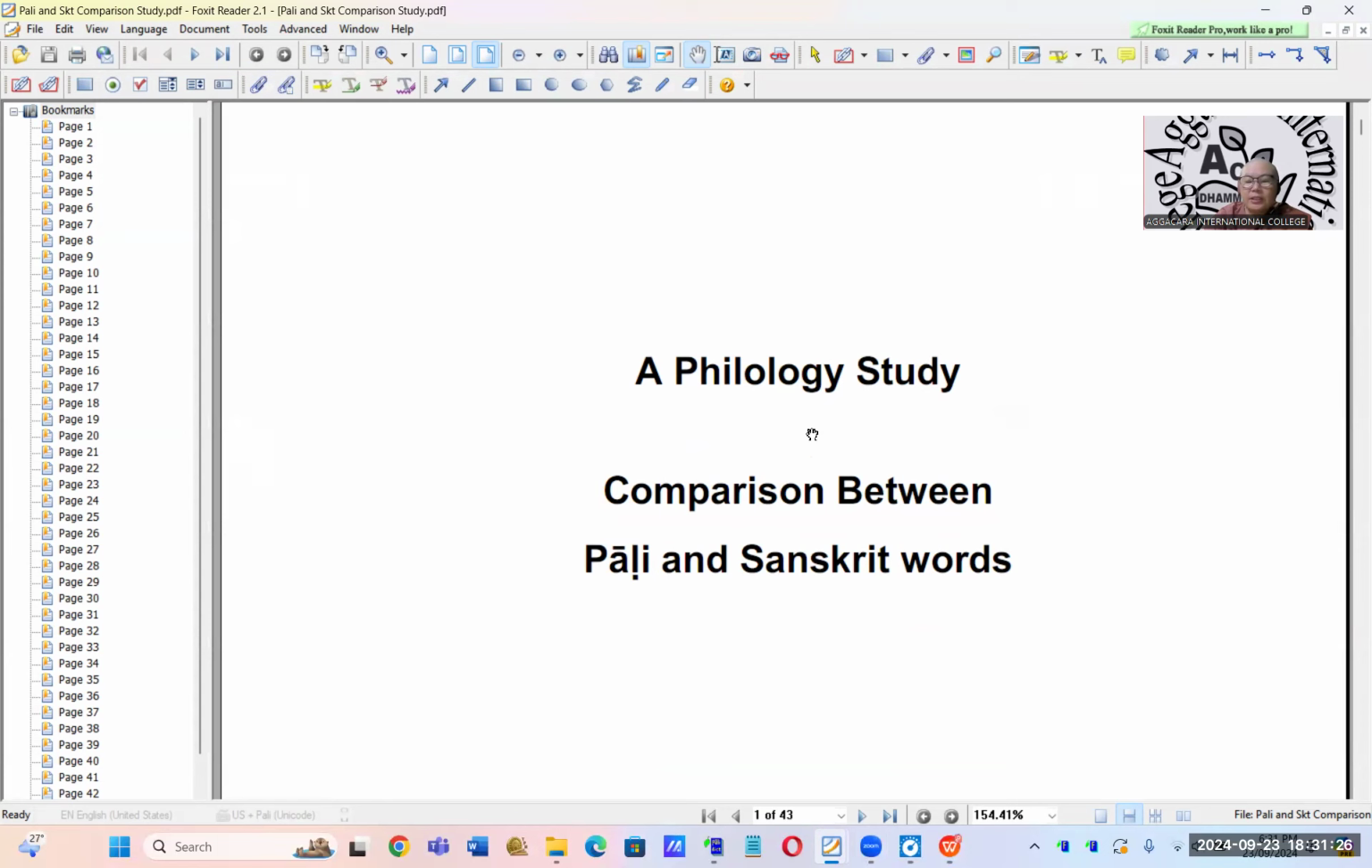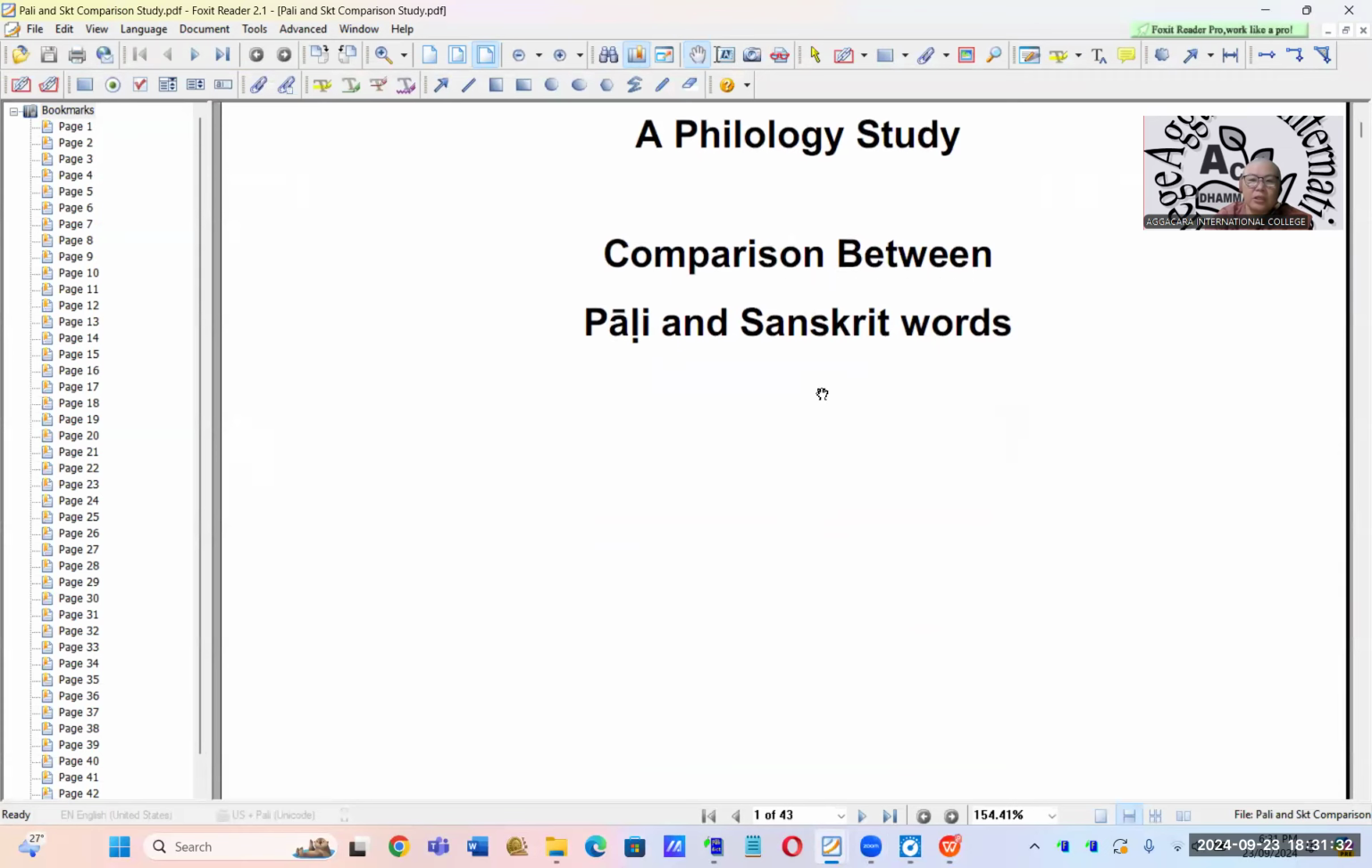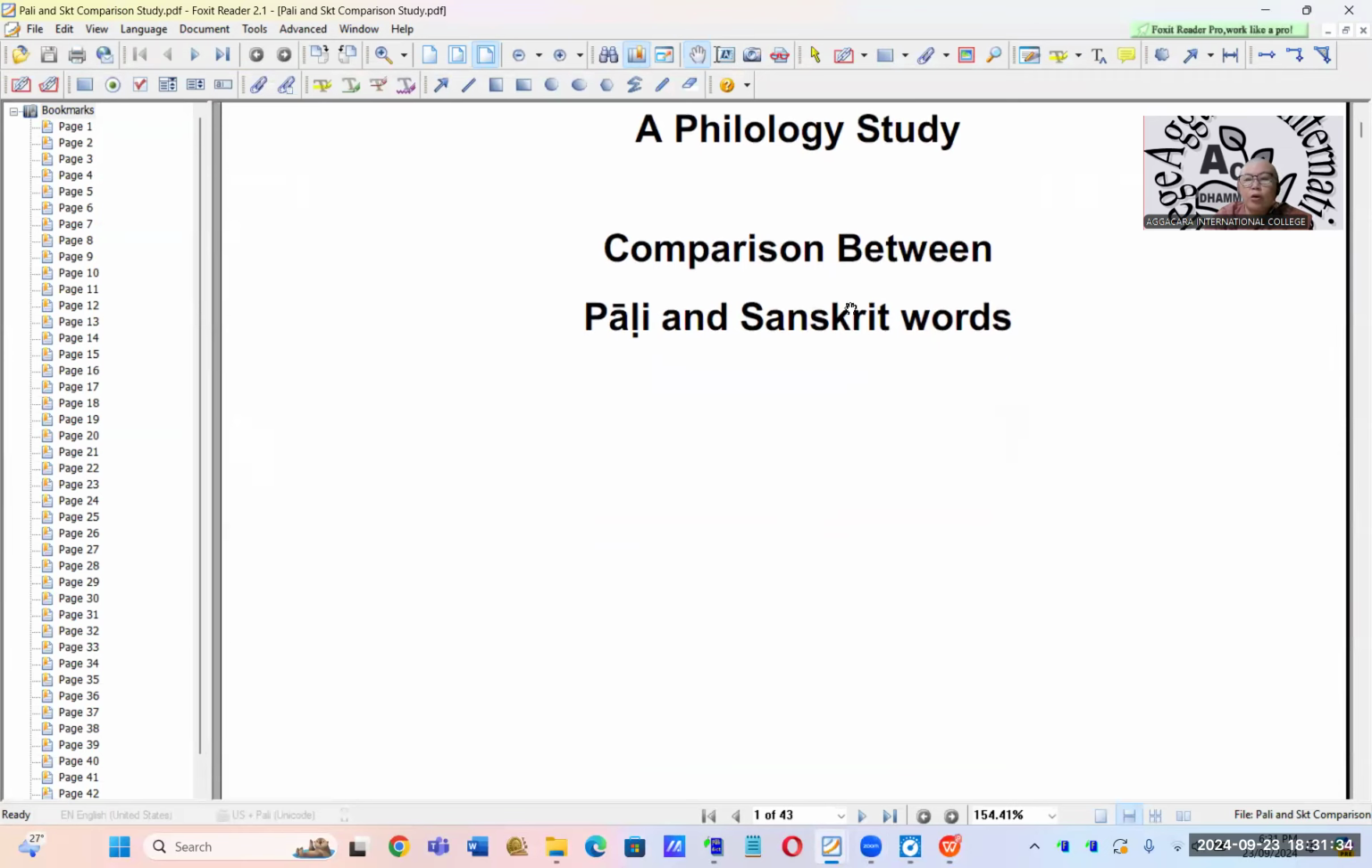They seem to coexist at the same time. Sometimes they say Sanskrit is older than Pali. Sometimes they say Pali is older than Sanskrit. But if we can compare them, we can see how the changes take place.